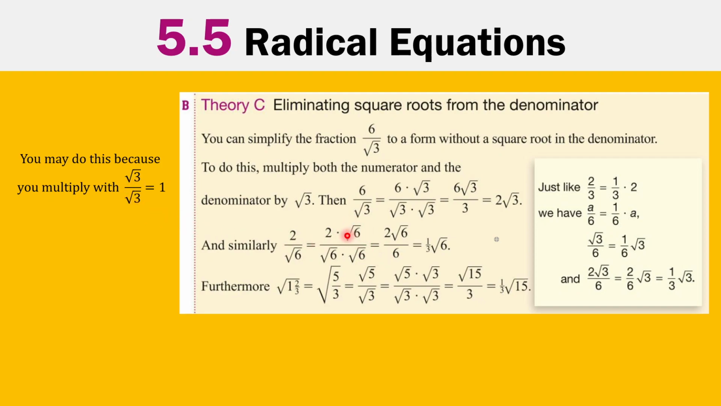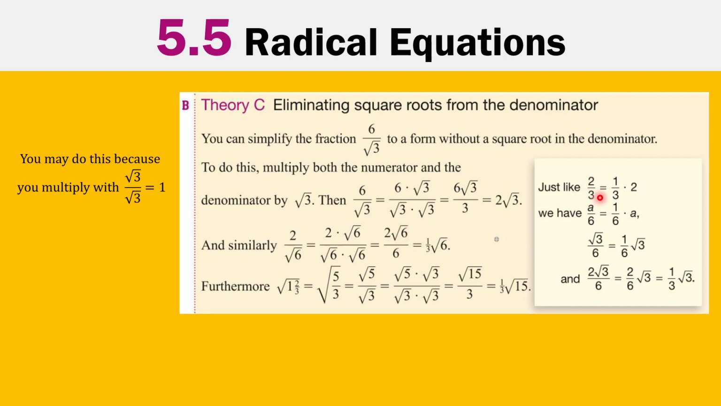Then in the numerator I find 2 root 6, and down below I find 6, and here I can rewrite this to 1/3 root 6. And then you say, well, how does this become 1/3 root 6? Let's take a look at this note here, because that explains a bit why this suddenly disappears.